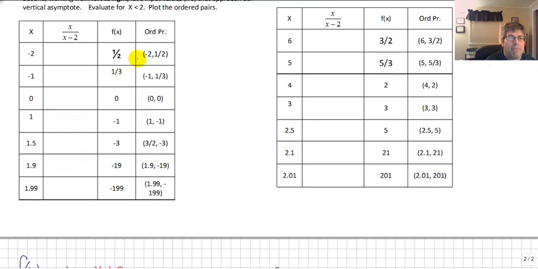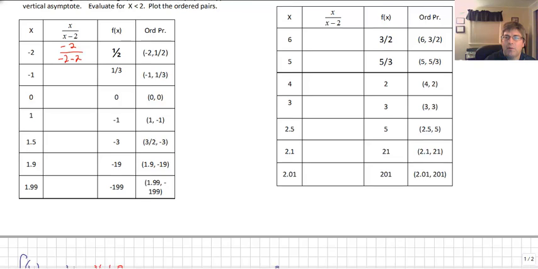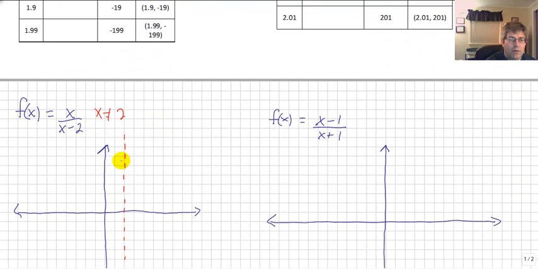Let's go back up, and you can see here we're going to input -2 for x, and that's just -2 over -2 minus 2, which simplifies to -2 over -4, or 1/2. So that creates the ordered pair -2, 1/2. We'll go ahead and plot that ordered pair. I started out here at -2, and when I input -2, I output 1/2. So that's going to be about that point right there.